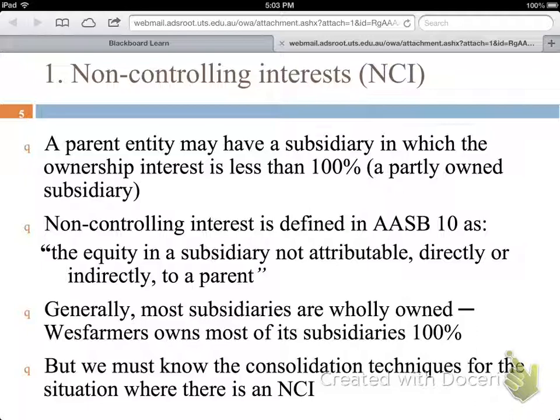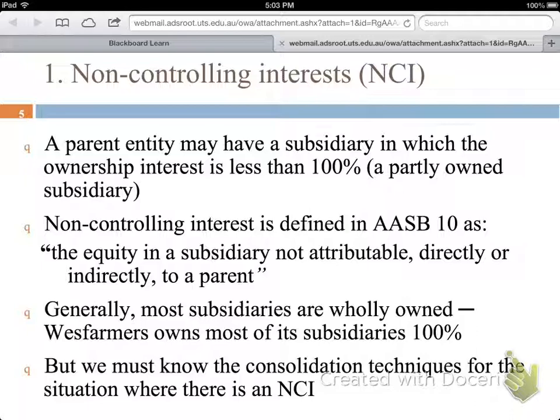It's defined by AASB 10 as follows: the equity in a subsidiary not attributable directly or indirectly to a parent entity. So the ownership in the subsidiary that is not owned by the parent. Okay? Note we're looking at equity here, and this is where the focus of all the calculation is going to be this week. We're simply going to have a look at the equity of the subsidiary and allocate a portion of this equity to the non-controlling interests.